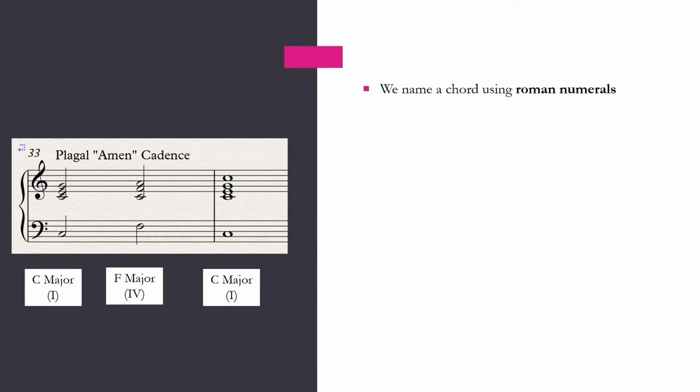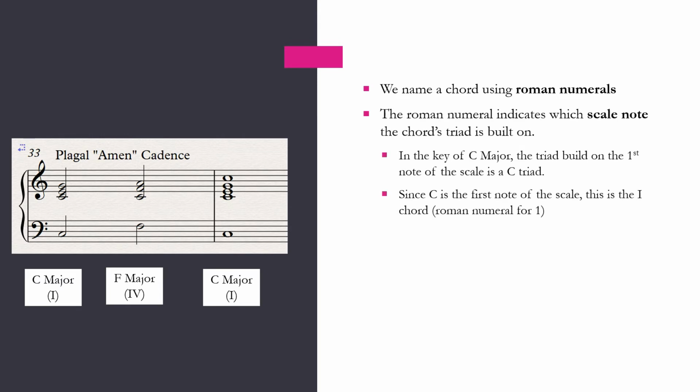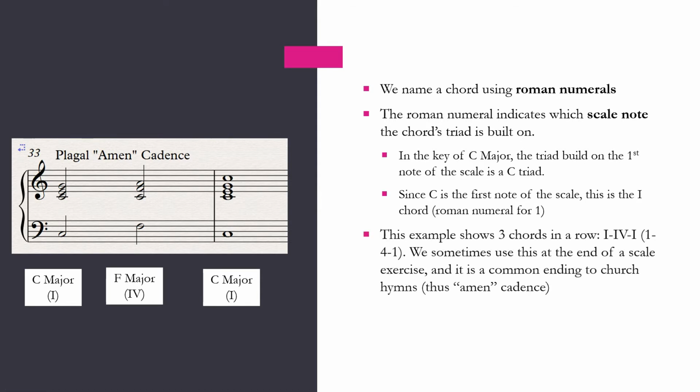Now, we name chords using Roman numerals. The Roman numeral indicates which scale note the whole triad is built on. This plagal cadence that I'm showing you is in the key of C. Since the first triad is built on the first note of the scale, we're going to call that the one chord, and we're using the Roman numeral for one to indicate that it is a chord or triad.